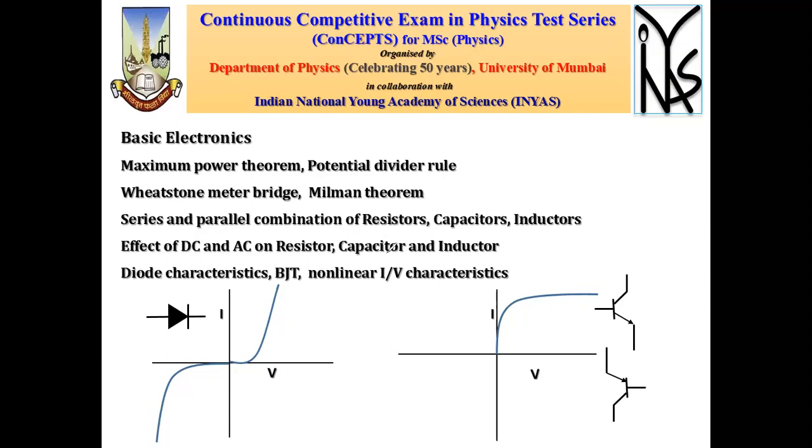So let us go with some electronic components: the diode and the BJT, meaning the bipolar junction transistor, and the diode.